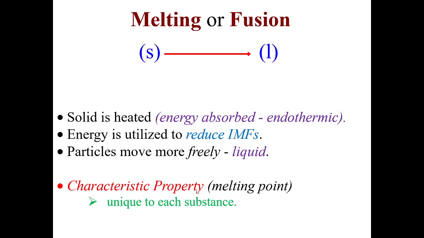So each substance has a different melting point, which is their characteristic property. And the reason why those are different is because of the different amounts of IMFs. Iron has much higher IMFs than water, which is why the melting point has to be so high, because you need so much more energy to break those IMFs and get to a liquid.